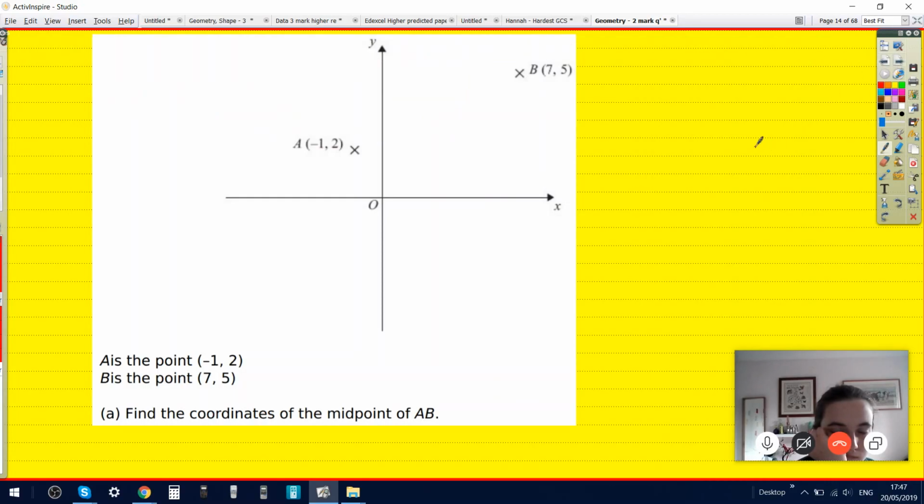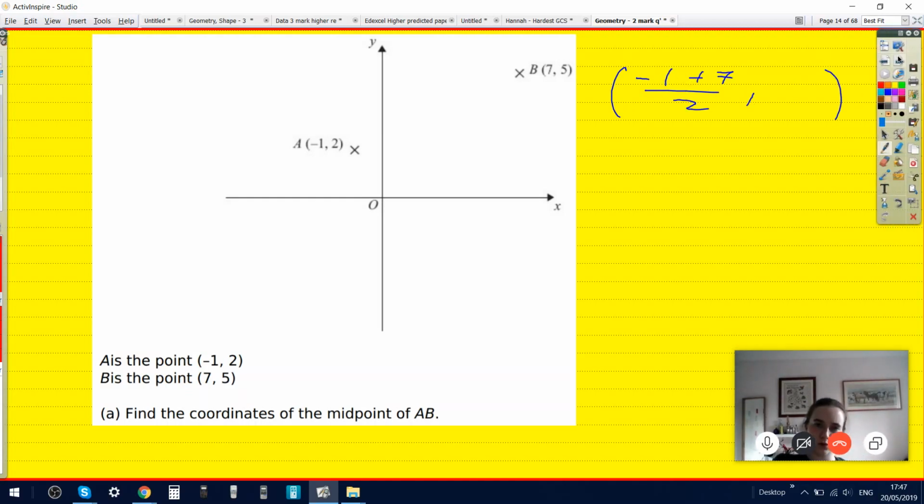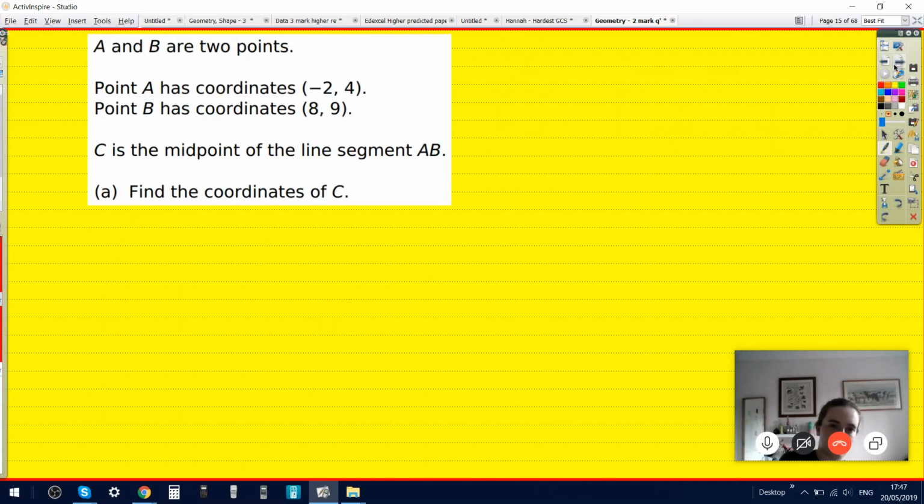Midpoint. Minus 1 plus 7 divided by 2. Yeah. And then 2 plus 5 divided by 2.